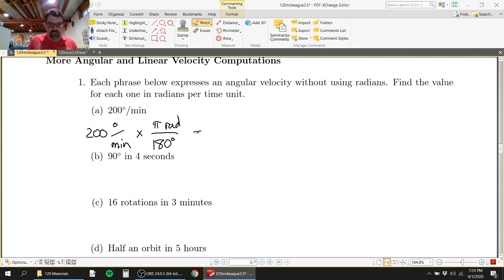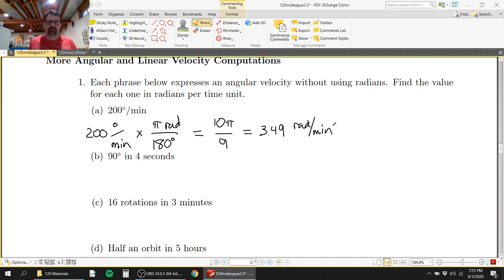You can cancel a little bit and get 10. Take out a 20 from 200 and 180. 10 on top, the pi's on top. We have 9 on the bottom. And if you actually punch that out, it's about 3.49. But now our unit would be, we've got radians instead of degrees, and still have minutes on the bottom. So radians per minute.